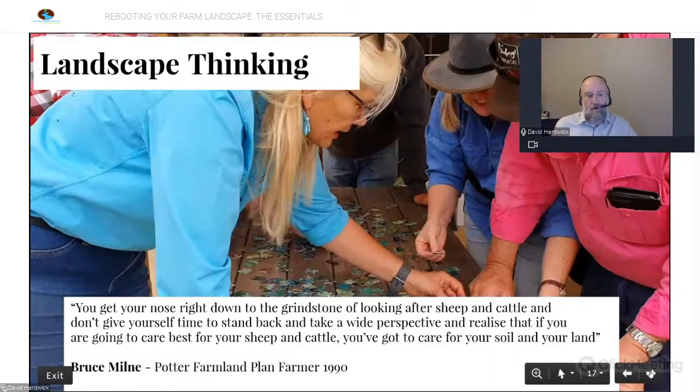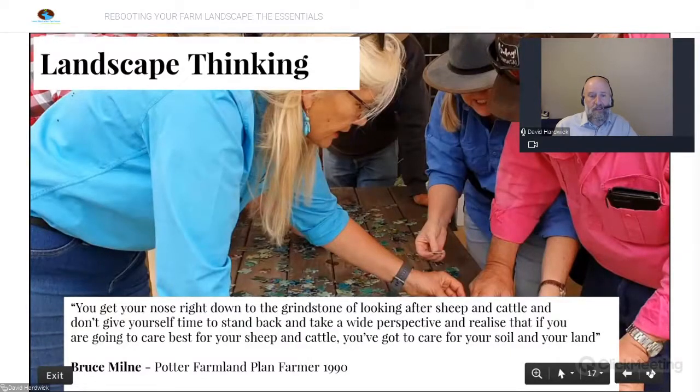And I'll just quote Bruce Milne, who was a Potter Farm Plan farmer from 1990. If anyone hasn't heard of the Potter Farm Plan program, it was a really innovative farm planning framework and project from early 1990, just when Landcare was starting to take off as well in Western Victoria. But it has a really important farm planning framework which can really inform good modern farm planning.